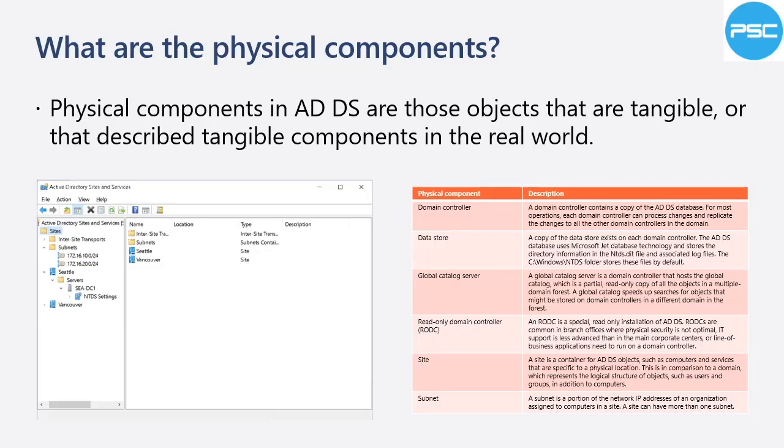Read-only domain controller, RODC. An RODC is a special, read-only installation of ADDS. RODCs are common in branch offices where physical security is not optimal, IT support is less advanced than in the main corporate centers, or line-of-business applications need to run on a domain controller.